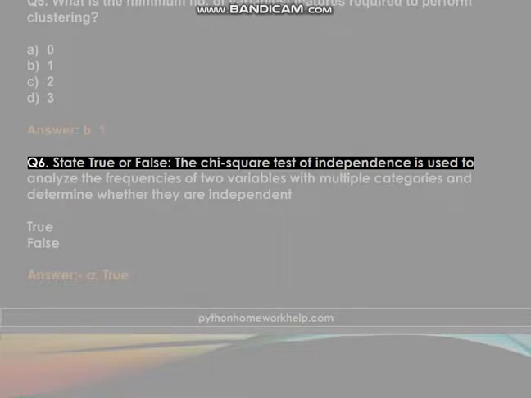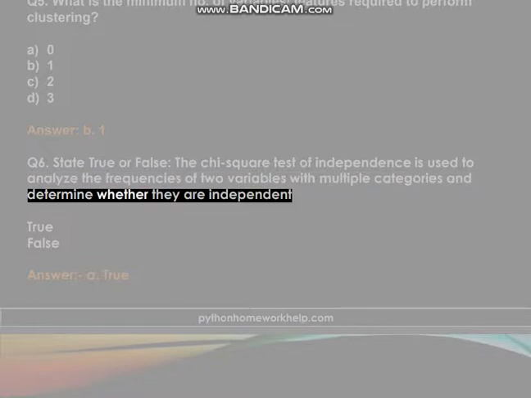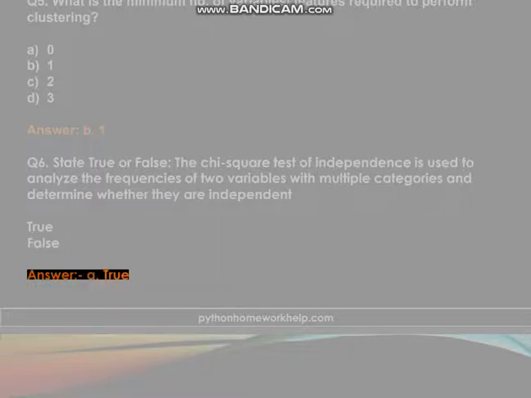Q6. State true or false. The chi-square test of independence is used to analyze the frequencies of two variables with multiple categories and determine whether they are independent. True, false. Answer A. True.